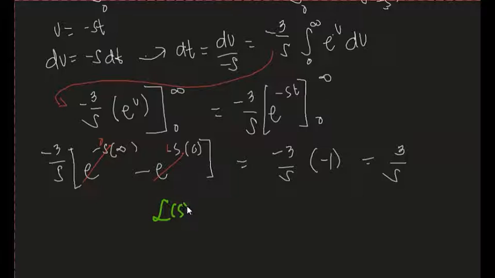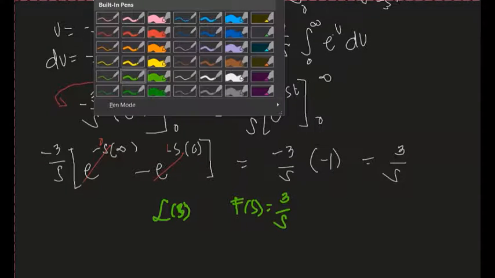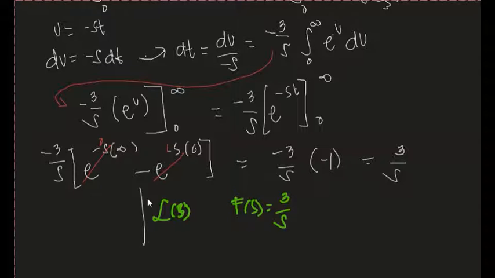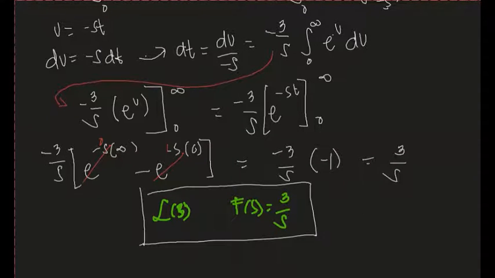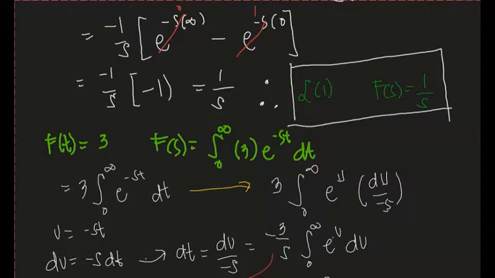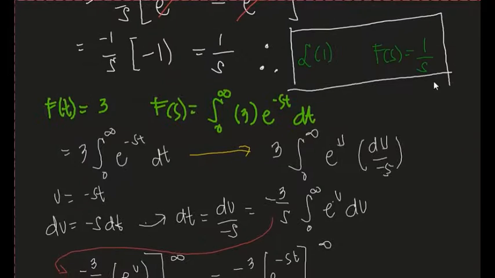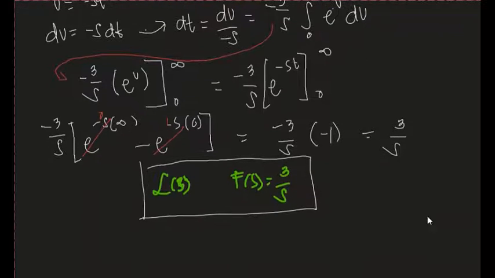Therefore, our answer is the Laplace transform of 3. So this will be equal to the function of s, which is equal to 3 all over s. If we inspect our answer from before, in our first example the answer is 1 all over s. So 1 is the given, 1 over s is its transform. 3 is the given, 3 over s is its transform.